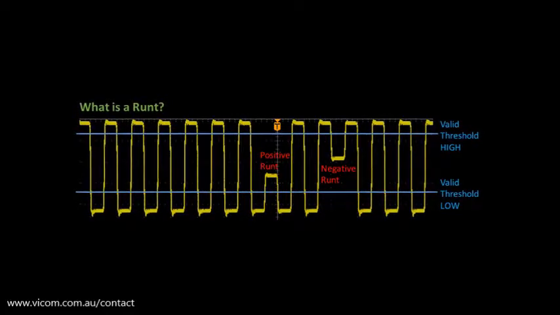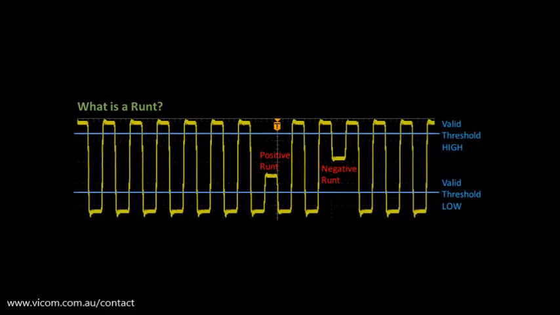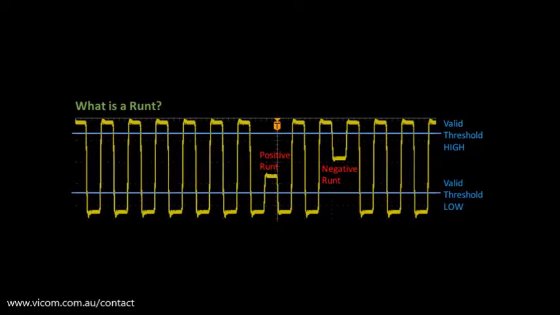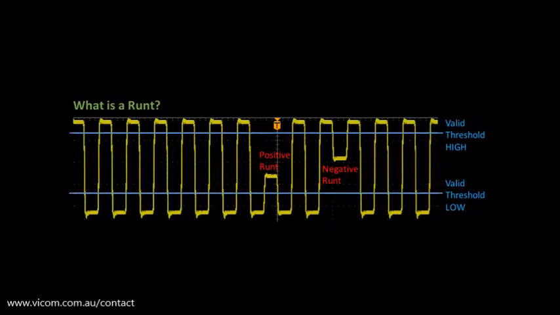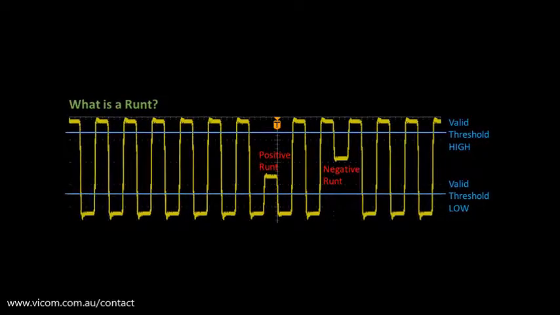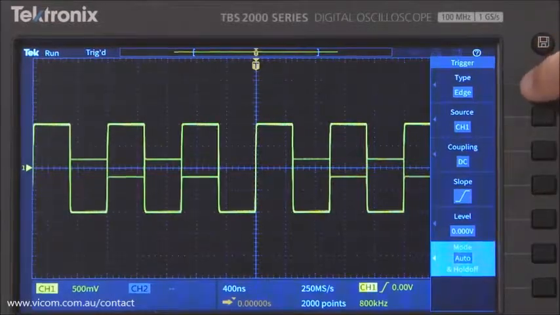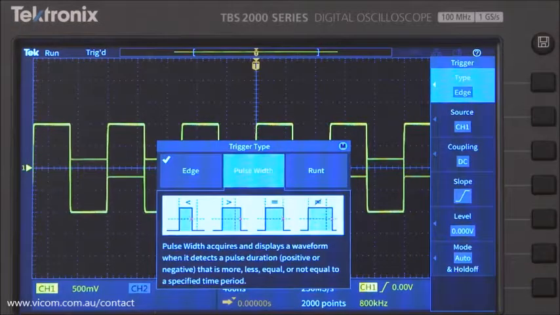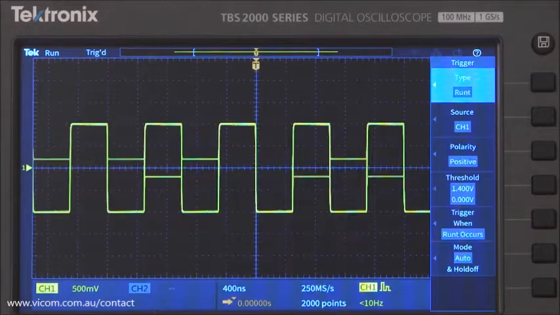Pulse width and edge triggering can't single out runts. Runt triggering uses two thresholds, and it looks for pulses that pass through one threshold, but not the other. For Runt trigger type, you need to specify the polarity of the pulse you're looking for, the two threshold levels, and whether you want the scope to trigger on any runt or on a runt of a particular width.